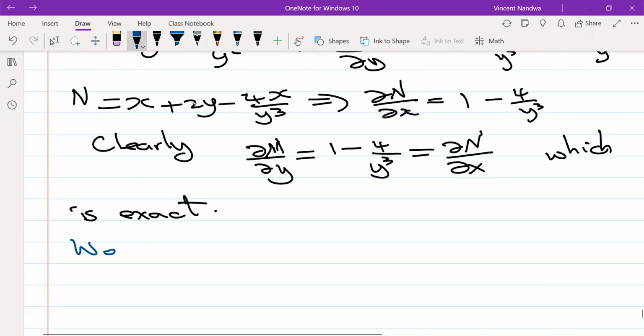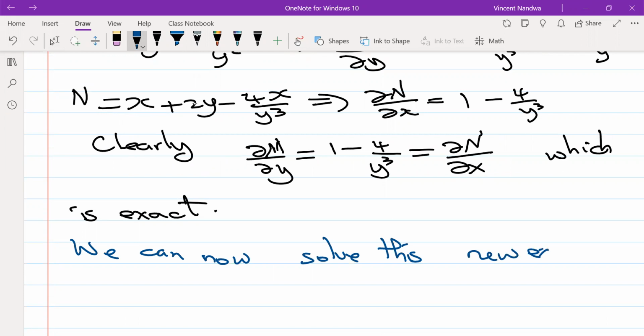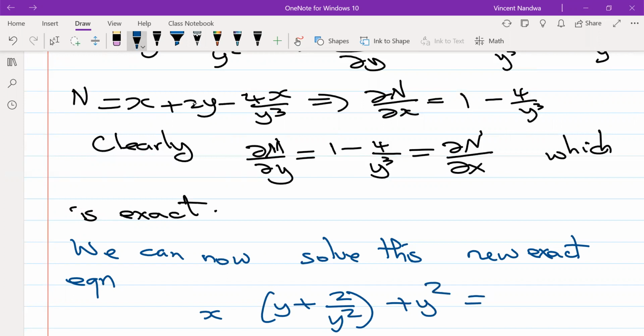Following the previous methods discussed, if you solve that, you will get x times y plus 2 over y squared plus y squared equals c. So that is how sometimes you can convert a non-exact differential equation to an exact differential equation and then solve.